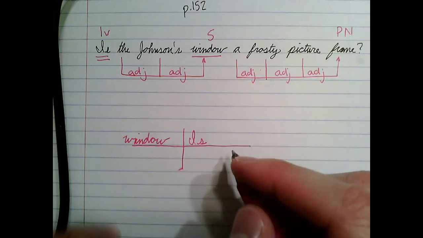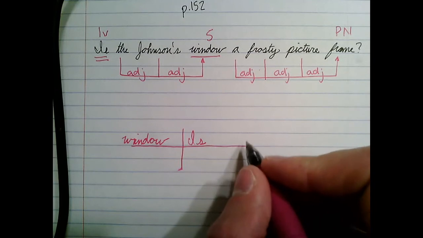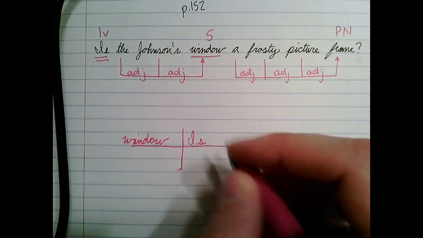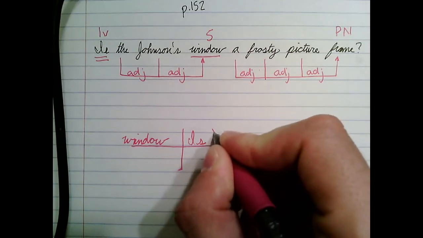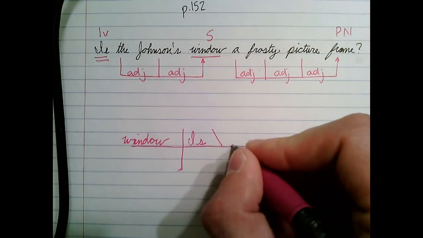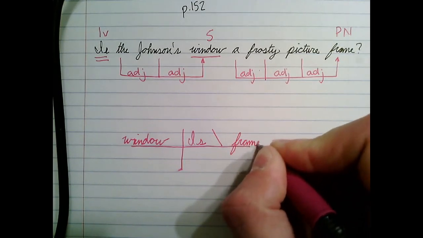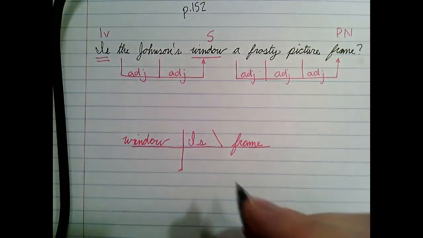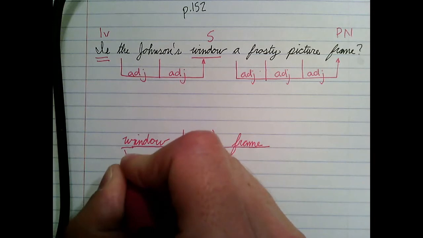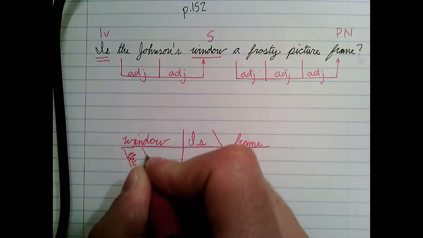There's actually no adverbs either, so I don't have to leave too much room. Now I'm going to have a predicate nominative over here, which means I need a slanted line instead of straight up and down. Straight up is for direct objects, but that slanted line is for frame. My predicate nominative. Adjectives go under the words they describe, so underneath window, I'm going to have the, as well as Johnson's.